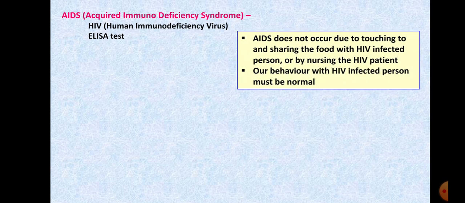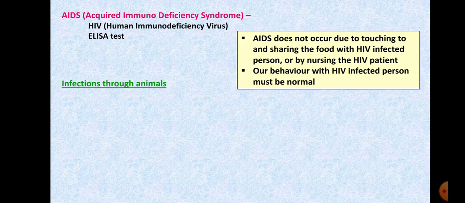And the symptoms of AIDS are very specific. Actually there is a misconception, there was, I should say, misconception that it spreads through touching and sharing the food with an AIDS infected person, but it's wrong. Our behavior with the patient should be very, very normal, because it does not spread by touching or hugging the person or sharing the food, but there are other reasons through which the HIV occurs.